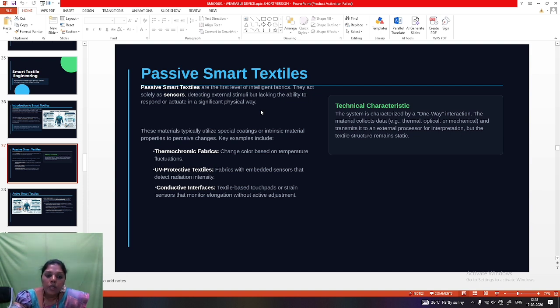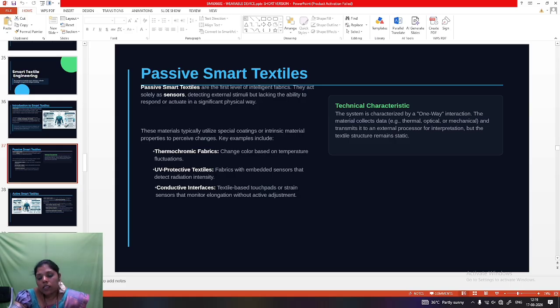Intrinsic material properties change. Key examples include thermochromic fabrics, UV protective textiles, and conductive interfaces. Thermochromic fabrics change color based on temperature fluctuation. UV protective textiles are fabrics with embedded sensors that detect radiation intensity. Conductive interfaces are textile-based touchpads or strain sensors.